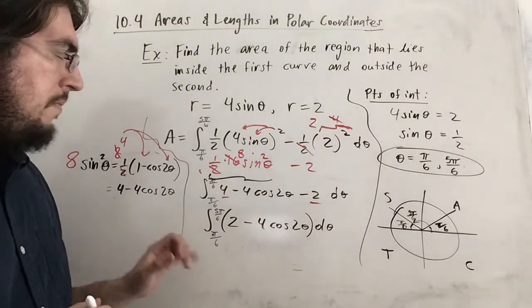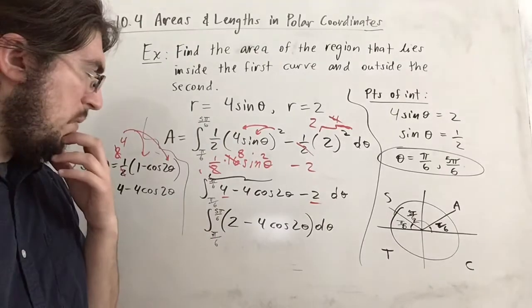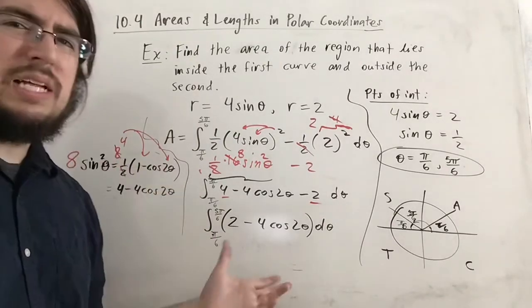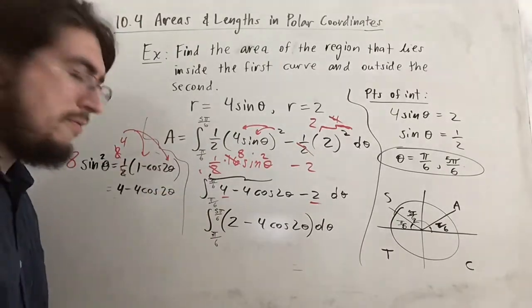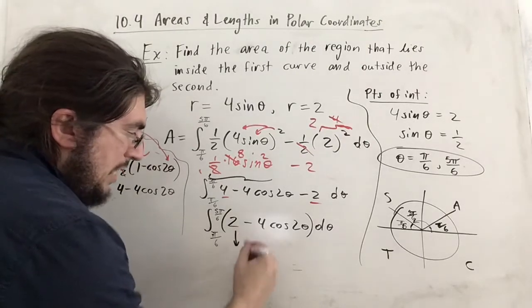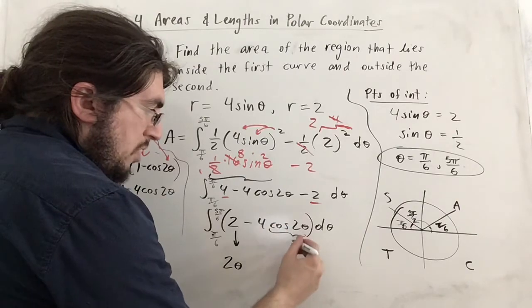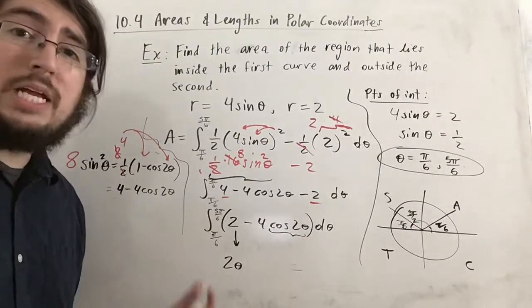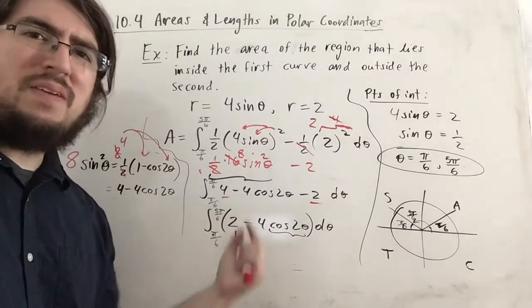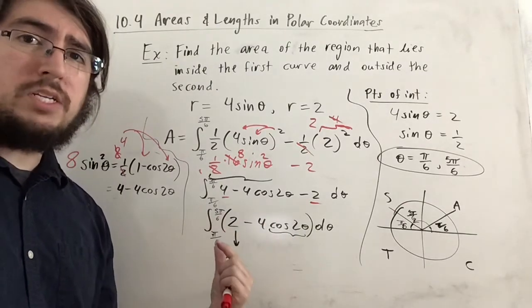Anyways, I'm going to clean this up before we antiderive. You know, that's fine, actually. I'll antiderive first. Sorry for being so indecisive. But the antiderivative of 2 with respect to theta is 2 theta. The antiderivative of cosine of 2 theta, well, the antiderivative of cosine is sine. Since it's of 2 theta, by chain rule, we have to divide by 2.